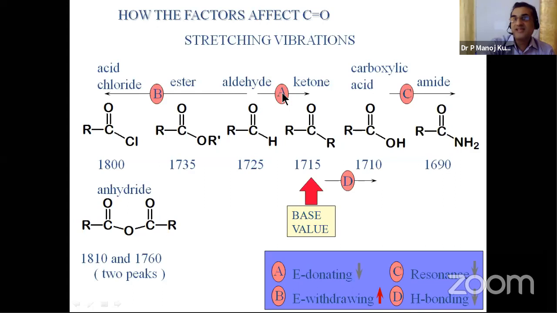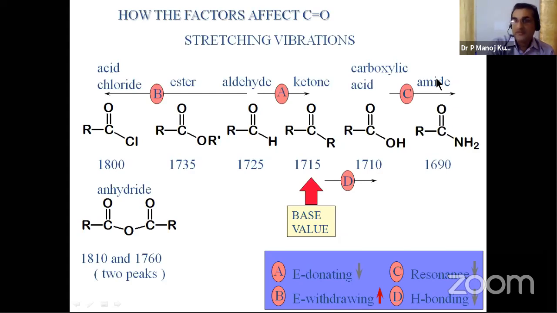And what is this factor? In the case of ketone, I already mentioned, the R group, the alkyl group, will donate the electrons. When it donates the electrons, it weakens the bond. So the frequency will be shifted to lower wave number when compared with that of an aldehyde. Acid, nothing to say further. Exclusive hydrogen bonding, it weakens it, 1710.